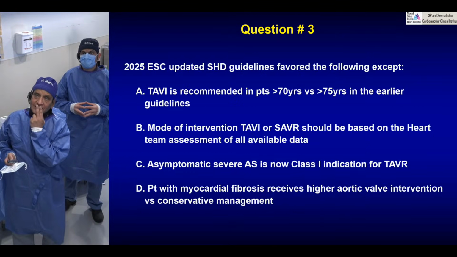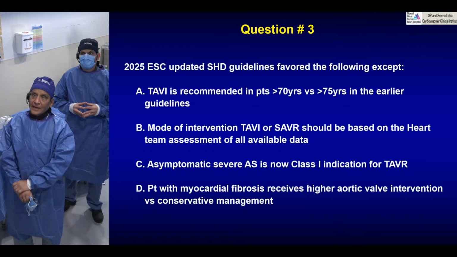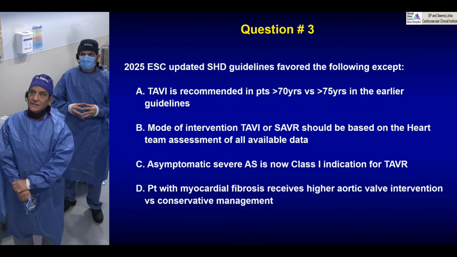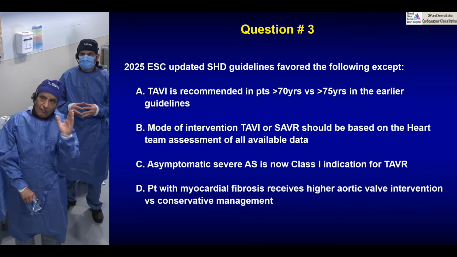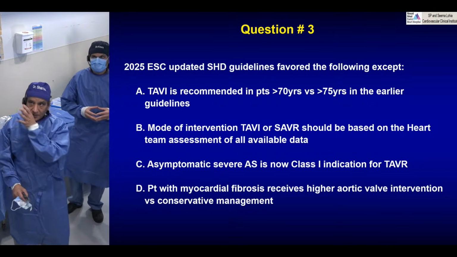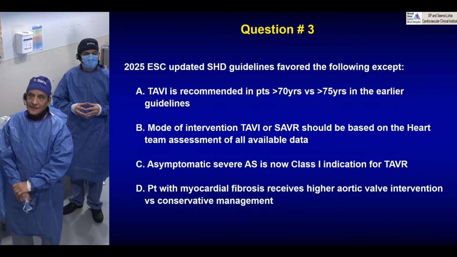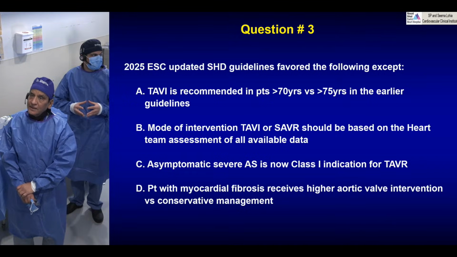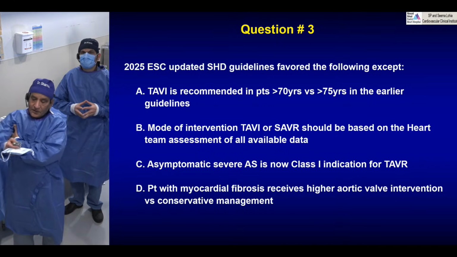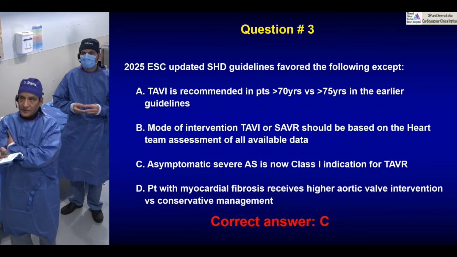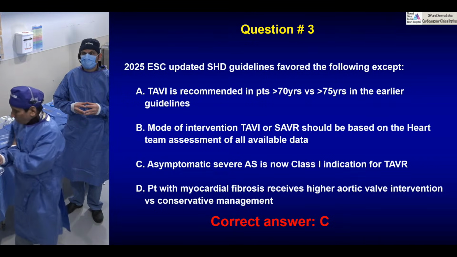And then lastly, the 2025 European guideline favored the following, except TAVR is recommended in patients more than 70 compared to 75 before. Then mode of intervention, TAVR or SAVR, should be based on the heart team discussion with all the available data. And asymptomatic severe AS is now class 1 indication for TAVR, and patients with myocardial fibrosis receive earlier aortic valve intervention. So clearly the C is wrong, but it's not a class 1 indication for TAVR yet. So with that note, I complete my presentation.